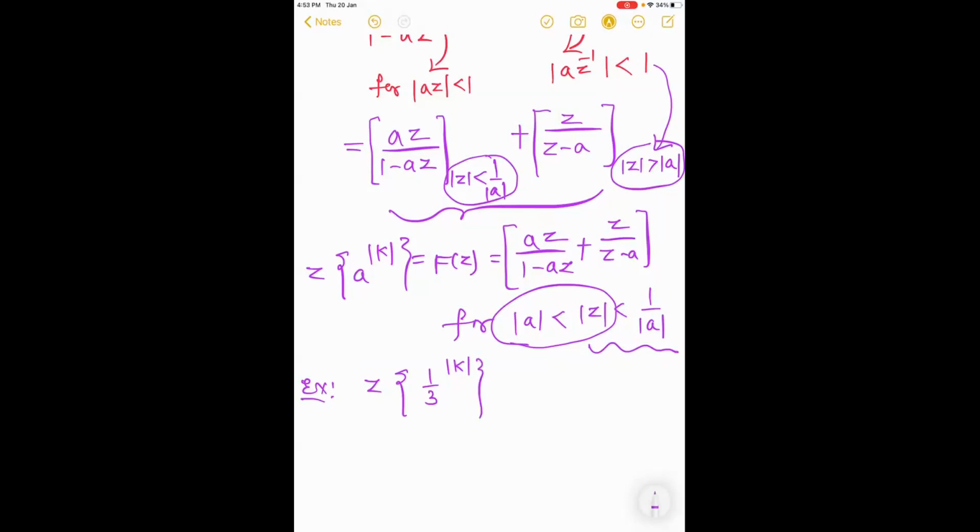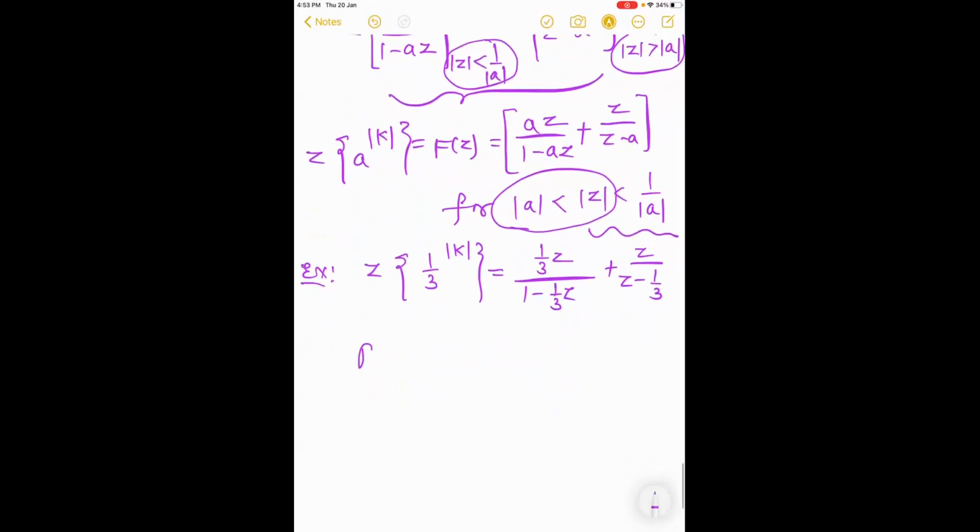So if you want to find out the answer for (1/3)^|k|, you will be putting directly: this is (1/3)z upon 1 minus (1/3)z plus z upon z minus 1/3. The region of convergence is |1/3| less than |z| less than 3. Am I right? Yes or no? Yes, ma'am.